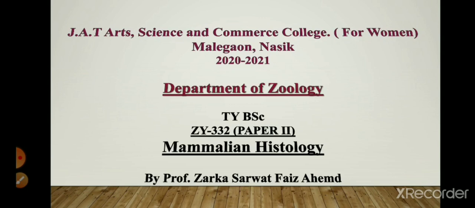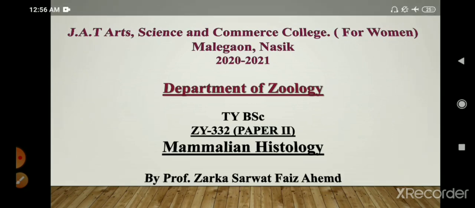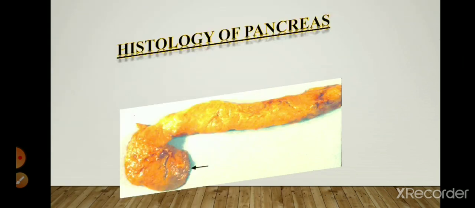This is a presentation for TYBSc students mainly, and here we are going to discuss paper number 2, mammalian histology. In that, the very important point is the histology of pancreas. First of all, we will discuss the location of pancreas.